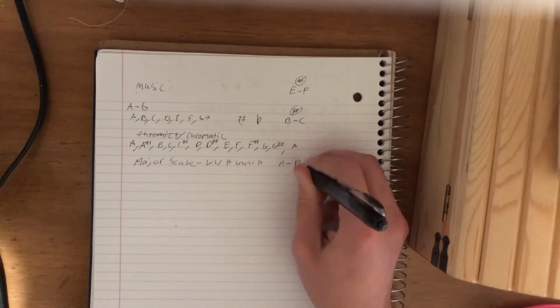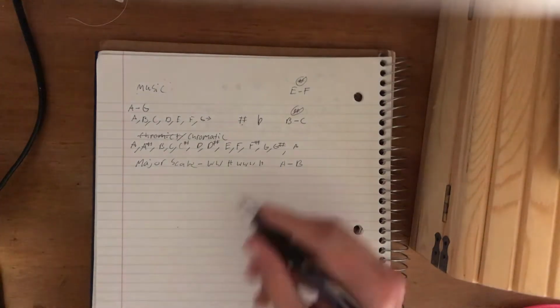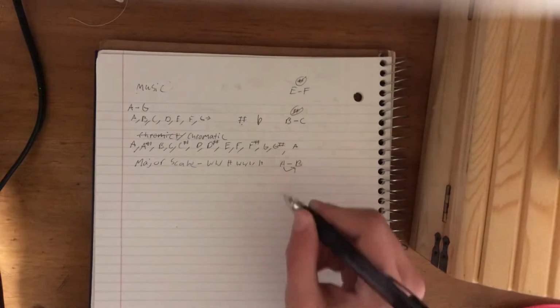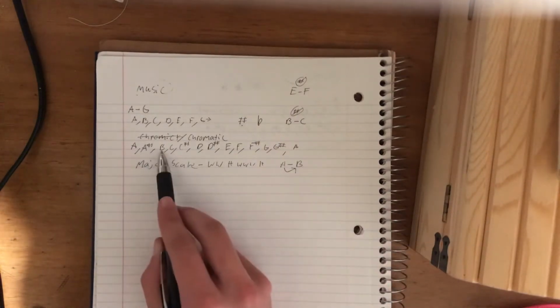A to B. What do you think that would be? I'll give you a few seconds to answer. That would be a whole step. There are two half steps in between A to B. It's a whole tone to another whole tone.